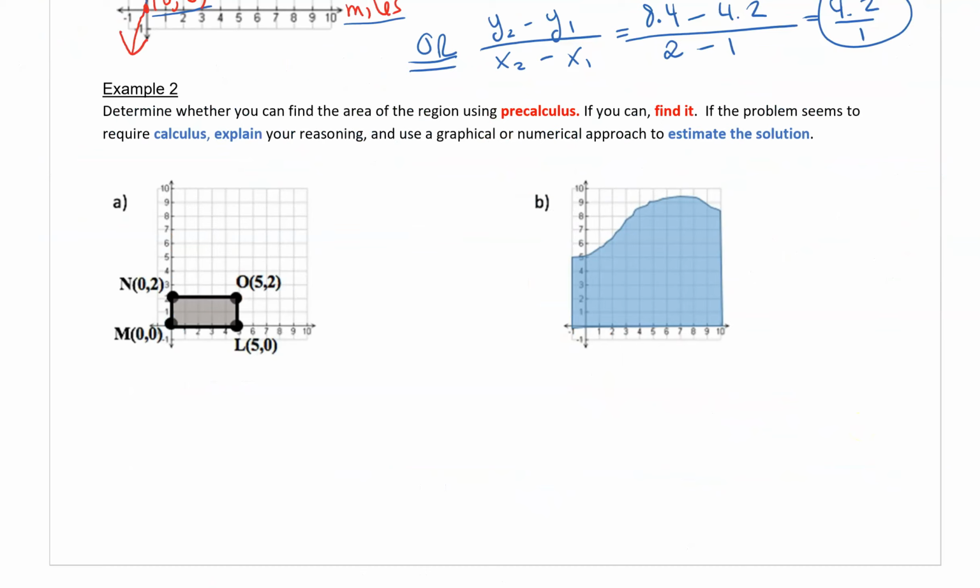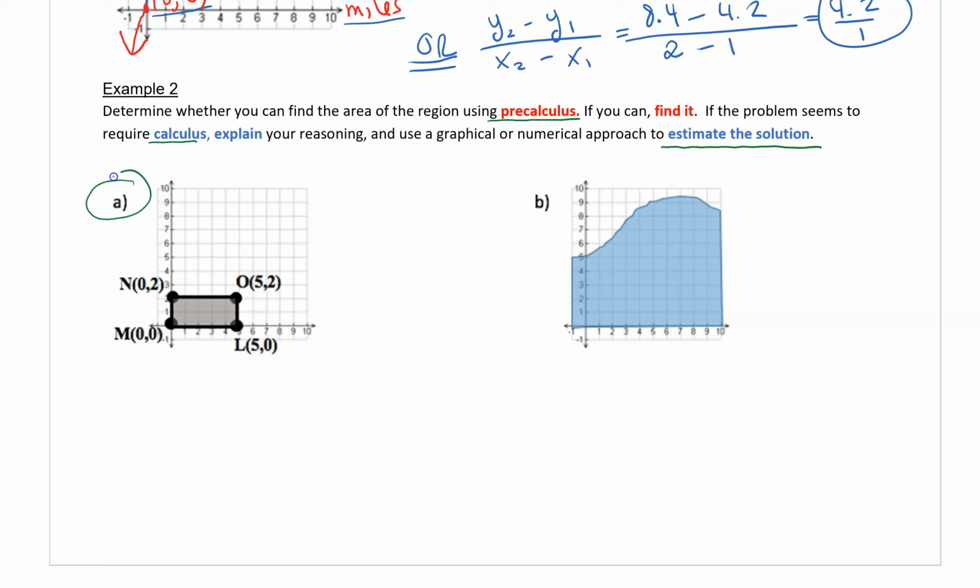So let's take a look at example 2. It's kind of asking you to do the same thing. Look at these different questions and decide whether or not you could find the exact answer using pre-calc, or whether you'd have to go further and the problem would require calculus. If it does require calculus, we're going to try to estimate the solution using pre-calculus skills, all the math that came before calc.